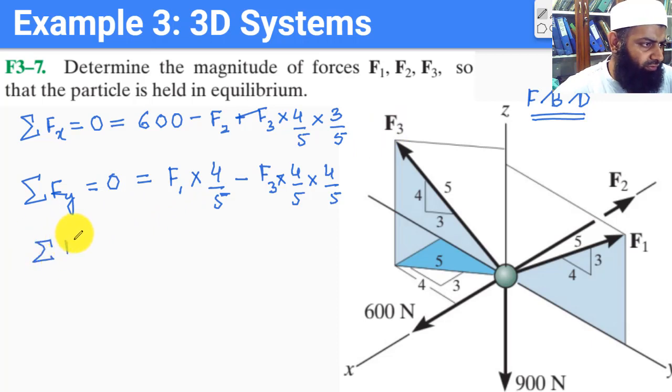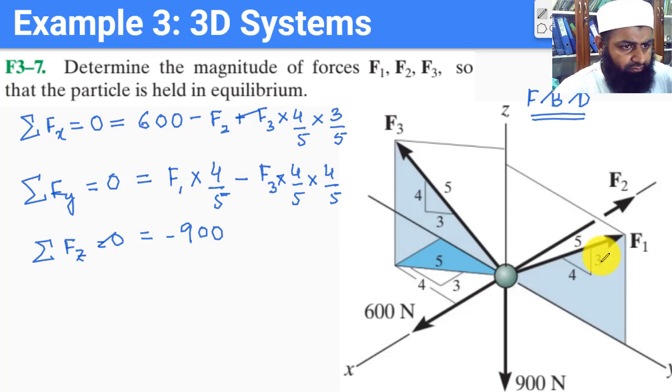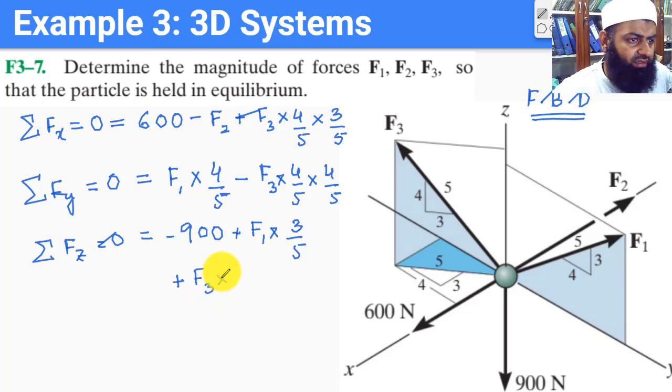The third equation is the sum of all the forces in Z is equal to 0, and the forces in Z are, first of all, this minus 900 Newton force which is in the Z axis. Then F1 has a non-zero component in the Z axis, which is equal to plus F1 times 3/5. So this is also a non-zero component in the Z axis. And the third term is F3 times 4/5.